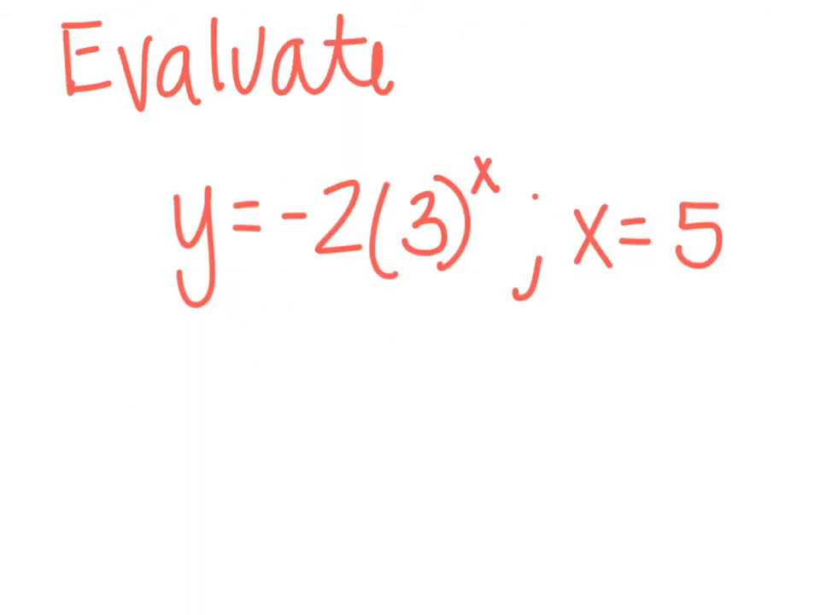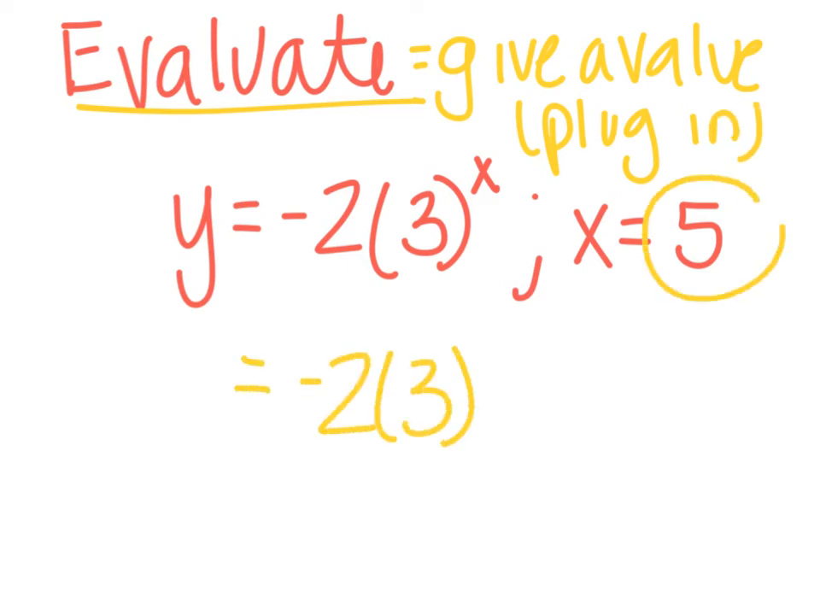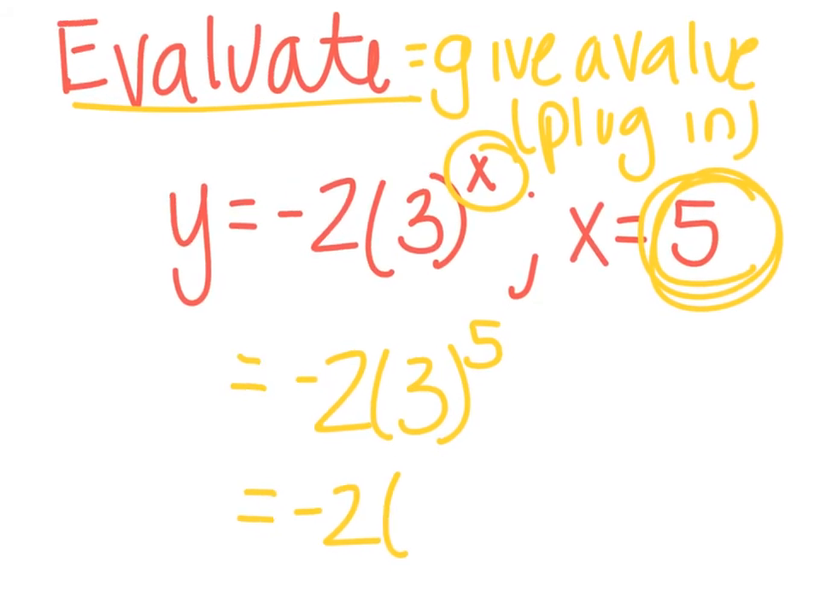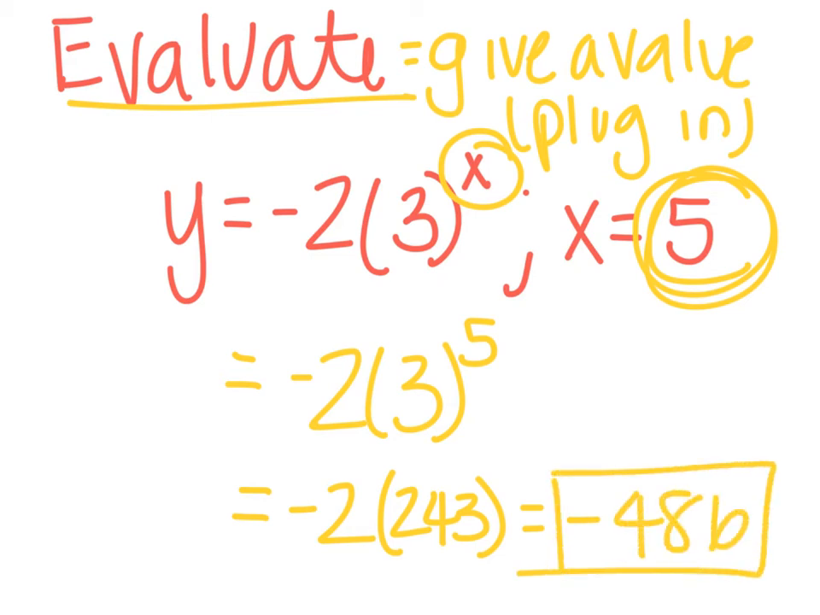If I'm supposed to evaluate, that means to give a value for. And anytime I'm asked to evaluate, I want to plug in or substitute. So I'm going to work this problem out, but instead of putting x, I'm going to plug in 5 because that's what they told me x was. So I'm going to put a 5 there. Well, if I put this in the calculator, 3 to the 5th power is going to give me 243. And then negative 2 times 243 is going to give me negative 486. So that would be my final answer.